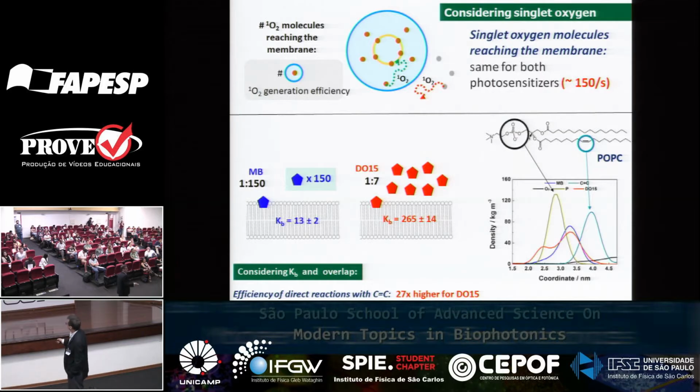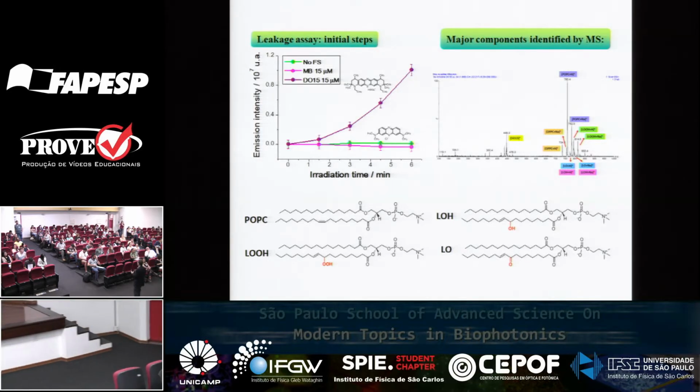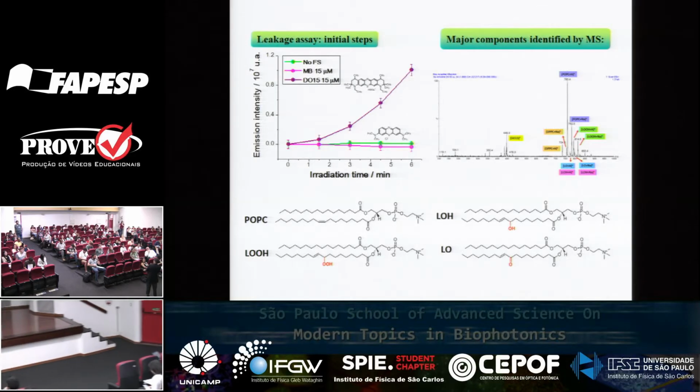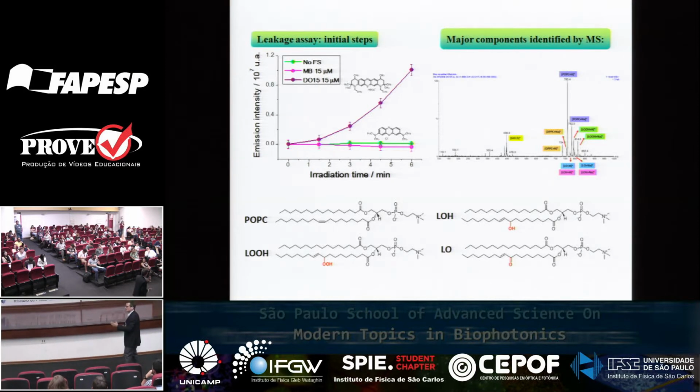So if you measure the efficiency of a possible electron transfer reaction between DO15 and this double bond, it is around 30 times more efficient compared to methylene blue, okay? And when she does the leaking experiment, how is this leaking experiment done? So you take a liposome and you put fluorescent molecules inside the liposome. But they are in such a concentration that they are self-quenched. So we don't see the fluorescence of these molecules that are inside the liposome. And when the liposome leaks, we start to see fluorescence. So it's a very classical way to study membrane leaking.